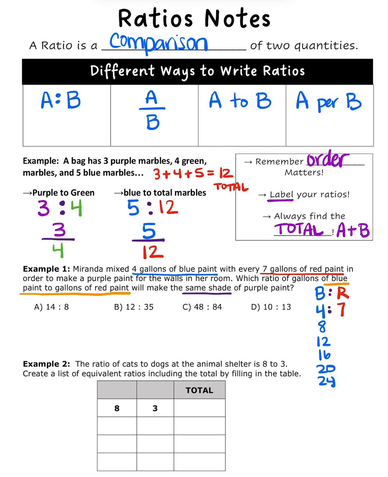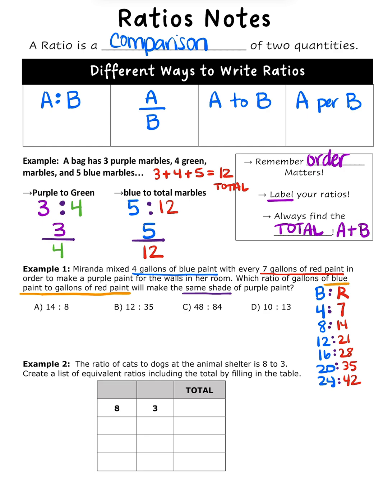All right, and then for red, we're going to skip count 7s. Okay, so again, we're just counting by 7. 7, 14, 21, 28, 35, and 42. So these are all equivalent ratios. And again, we could write them as fractions. That could be 4 over 7, 8 over 14, 12 over 21, so on and so forth.